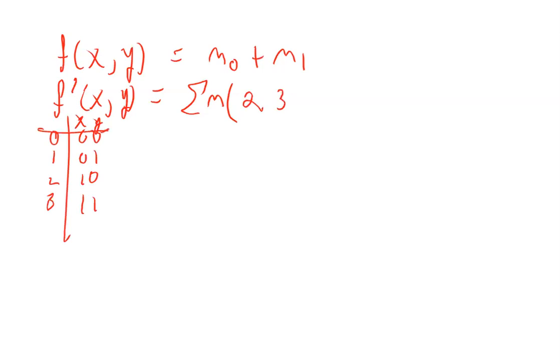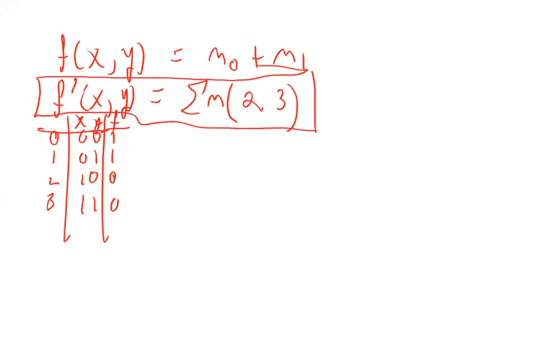And the first 2 are equal to 1. And the last 2 are equal to 0. And therefore, 2 and 3 are members of the onset, and that will be equal to f prime. Does everybody kind of see what happened there?